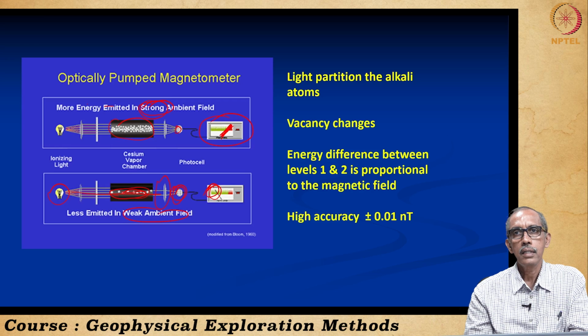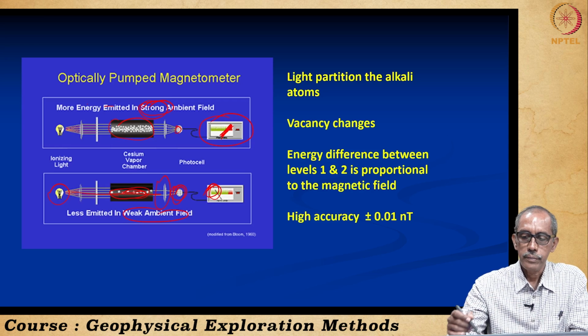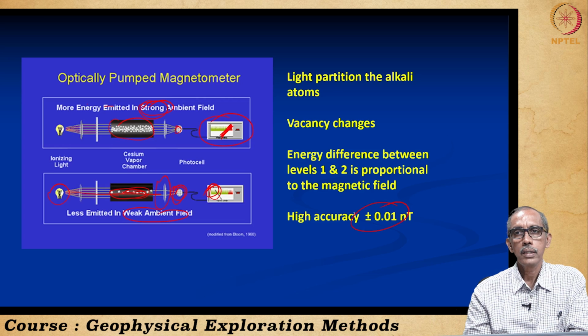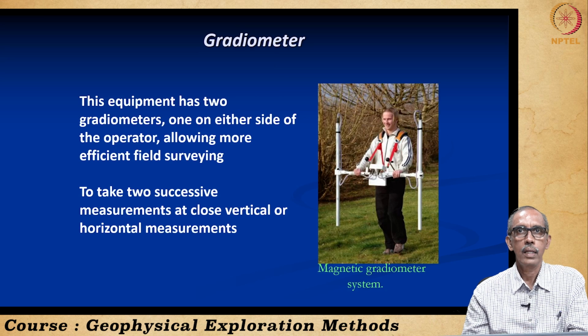This meter is of very high accuracy, right. We are able to achieve an accuracy of 0.01 nanotesla. So, with the method in which we use the optically pumped magnetometer, we are able to get results with high accuracy, right.